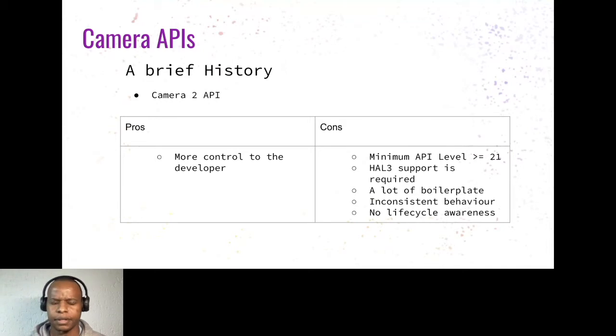So the disadvantage of this particular camera API is that it's supported on minimum API level 21 and above. So if you happen to support devices that are lower than API level 21, you might have to actually include the older camera API as well.